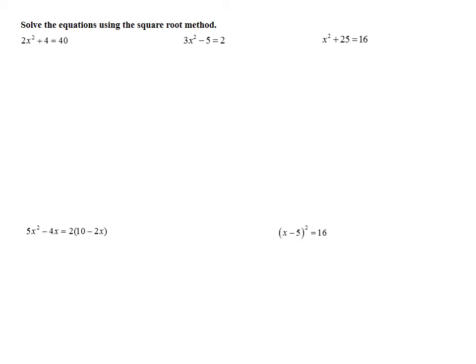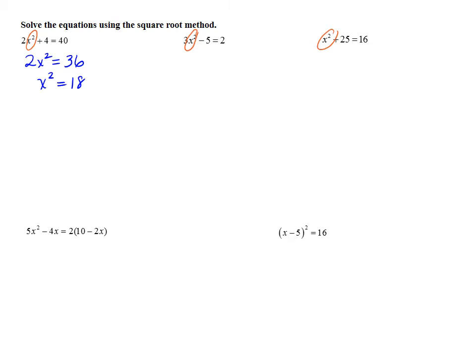Now, to use the square root method, we need to get the x squared by itself. So we need to isolate the x squared in each of these situations. So let's do that. In our first equation, 2x squared plus 4 equals 40, we're going to first subtract the 4 from both sides to get 2x squared equals 36. We're going to divide out the 2 so that we now have x squared equals 18. So x squared is by itself.